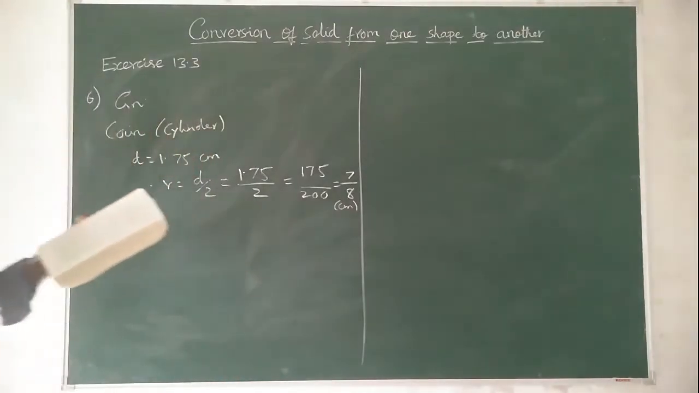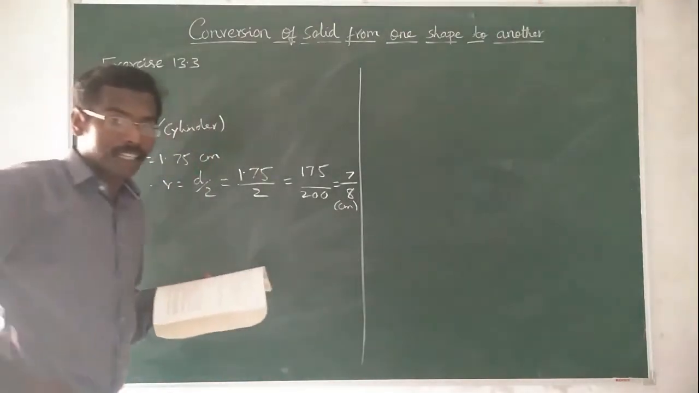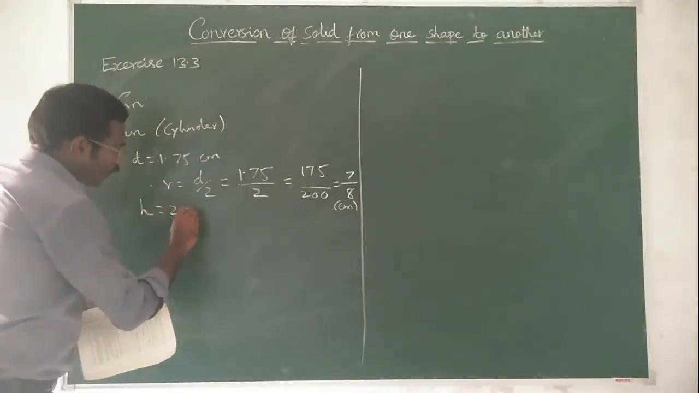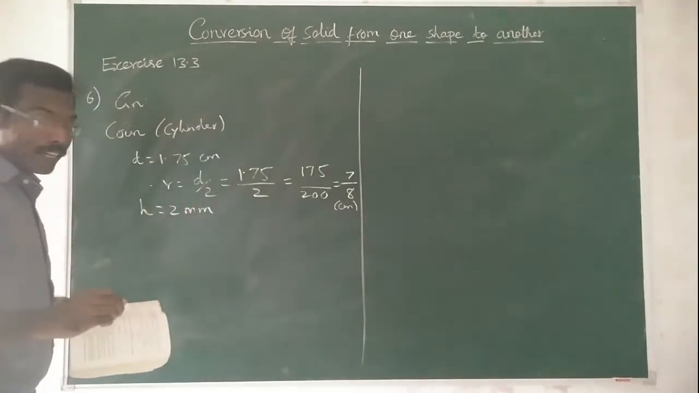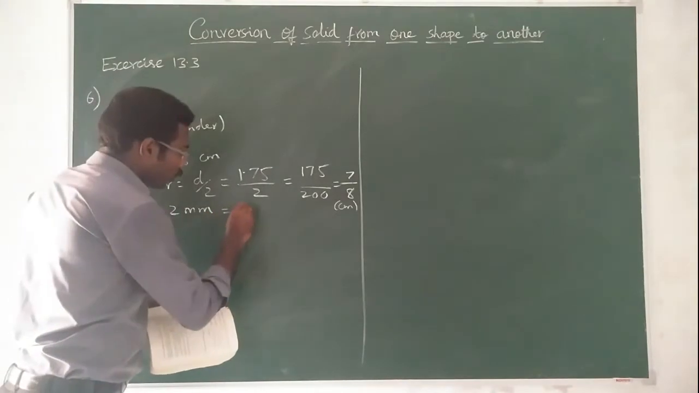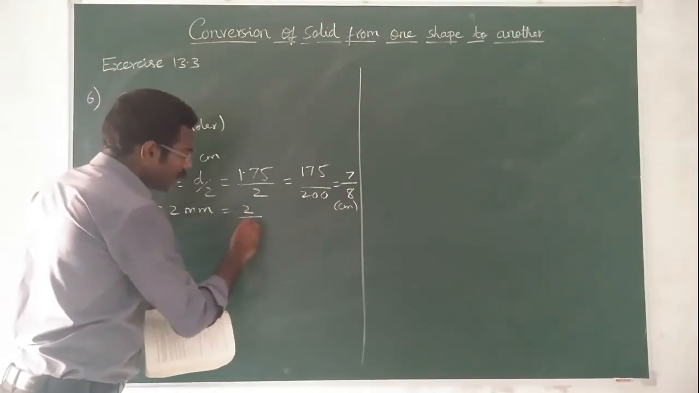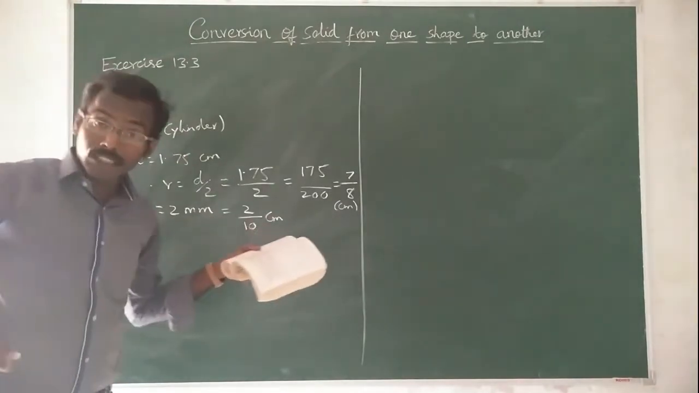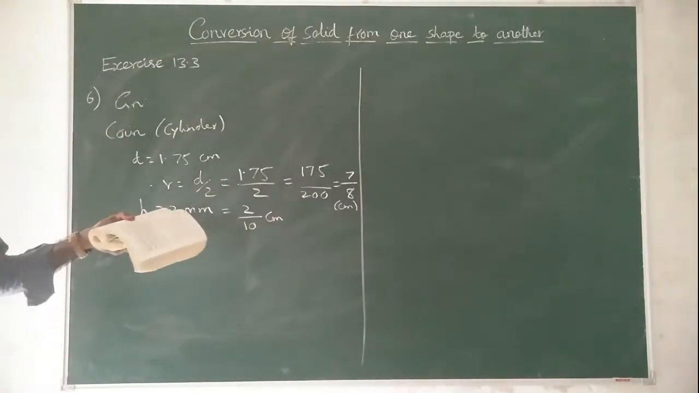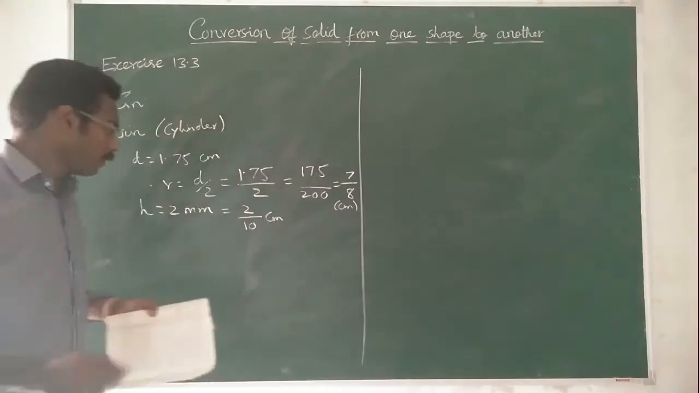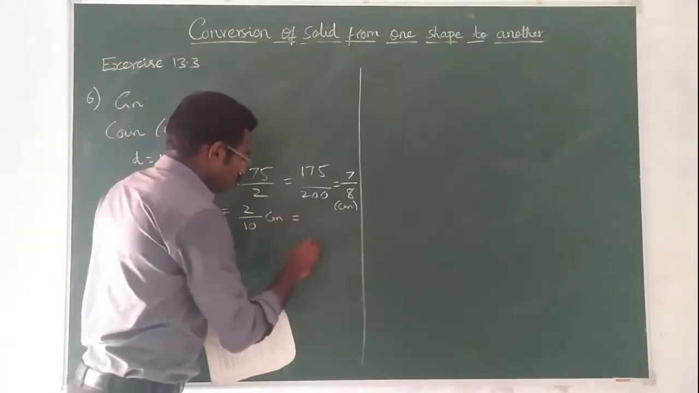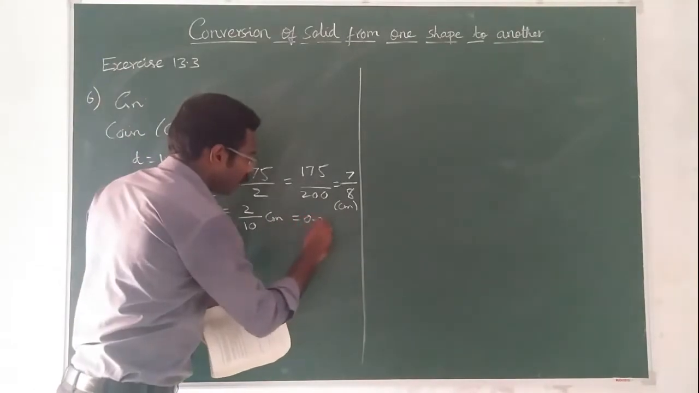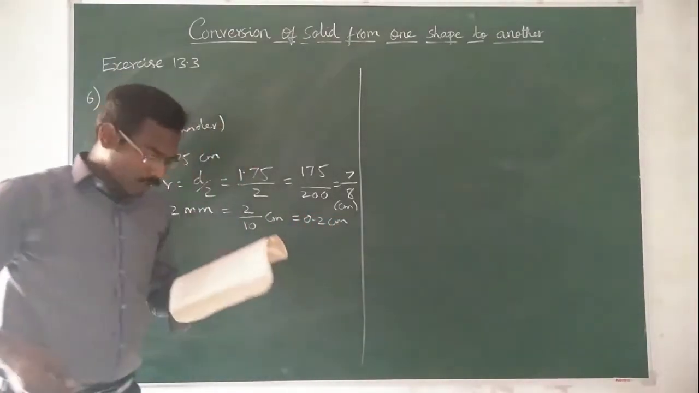Then thickness is given. Thickness I already told you, thickness is nothing but the height. Height is equal to 2 millimeter. If you convert millimeter into centimeter, that is equal to 2 divided by 10 centimeter. 1 centimeter is equal to 10 millimeter, so 1 millimeter equal to 1 by 10 centimeter. So you can keep it as 2 by 10 or you can keep it as 0.2 centimeter. Understood or not?